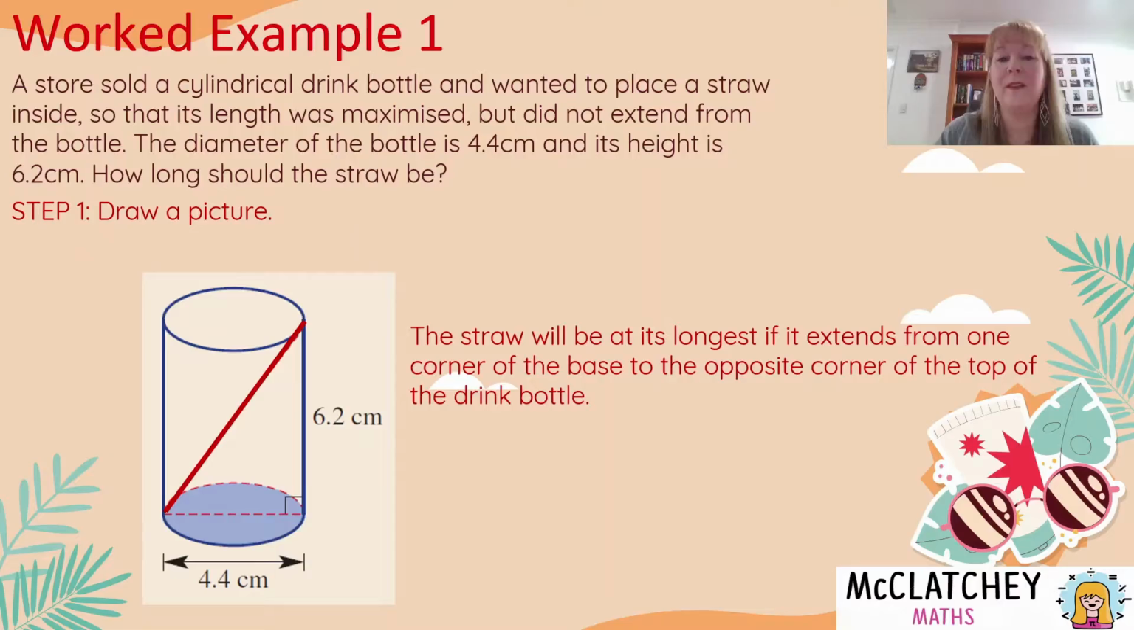So you can really see here by doing this particular activity that when I run across the void space inside my jug, I'm actually going to get the longest straw running from the top corner of the jug to the bottom corner of the jug.